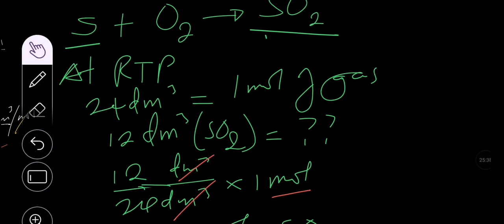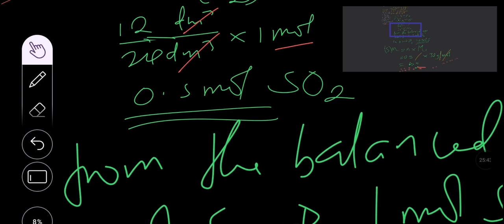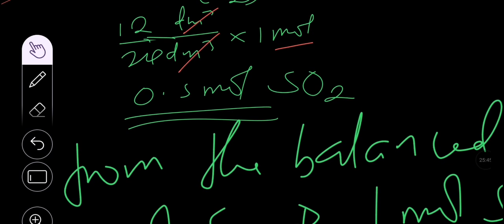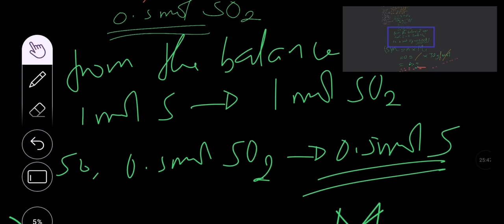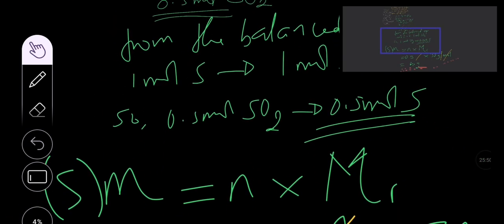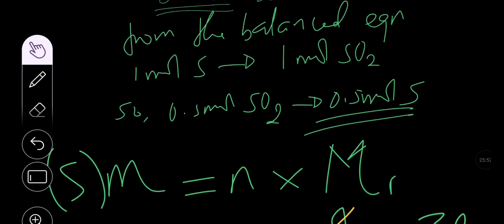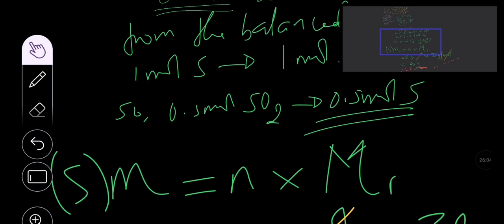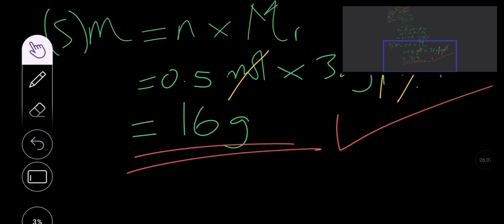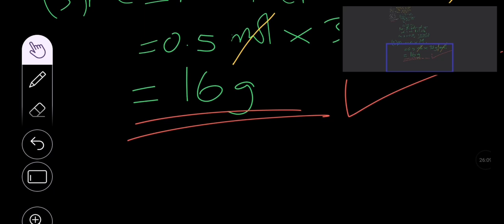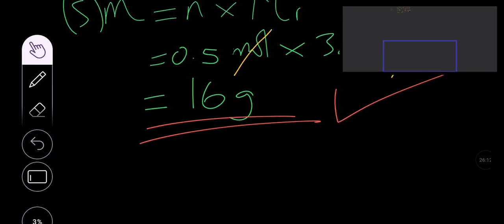And then for 12 cubic decimeters, we were trying to find the number of moles of sulfur dioxide. We found the number of moles to be 0.5. From the balanced chemical equation we found the mole ratio, and we saw that sulfur to sulfur dioxide was just 1 to 1, and therefore the 0.5 that applied to sulfur dioxide also applied to sulfur. Then we know the molar mass of sulfur, we just multiplied it by the number of moles to find the required mass. Yes, so that's how we've done it.